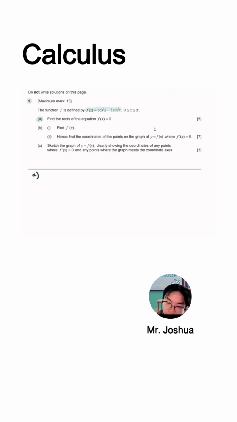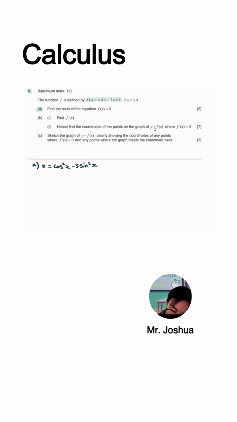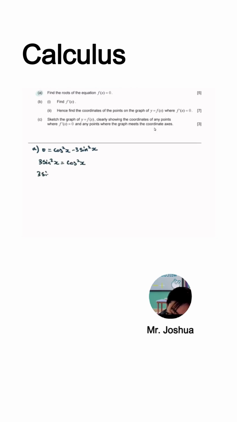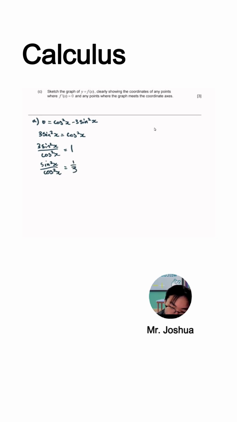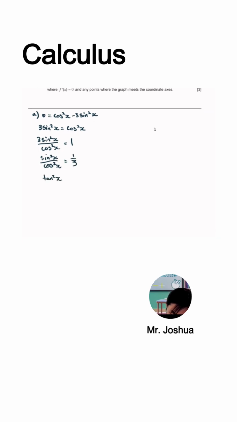So part A, we want to find f of x is equal to 0, and 0 is equal to cos squared x minus 3 sine squared x. We can simplify this by moving it to the other side. 3 sine squared x equal to cos squared x. And then we can simplify this even more. 3 sine squared x over cos squared x is equal to 1. And finally, let's move that 3 to the other side. So sine squared x over cos squared x is equal to 1 over 3. This might look familiar. This is just tan squared x is equal to 1 over 3.